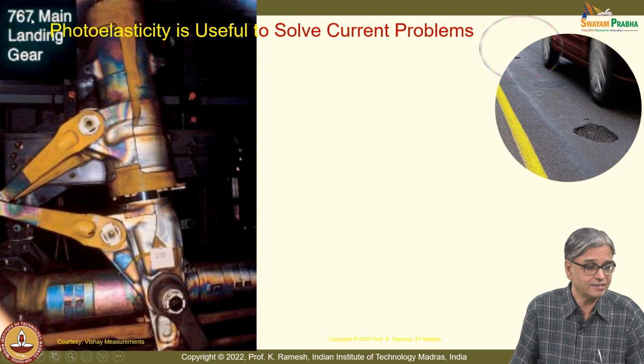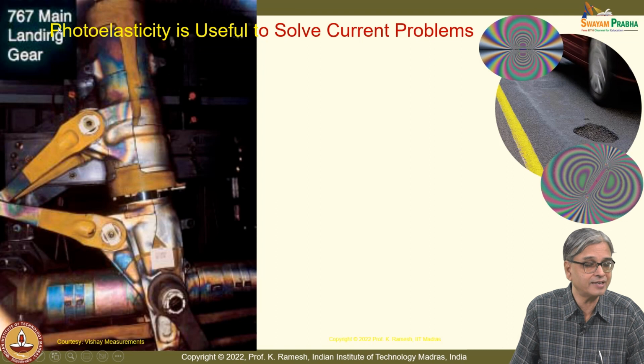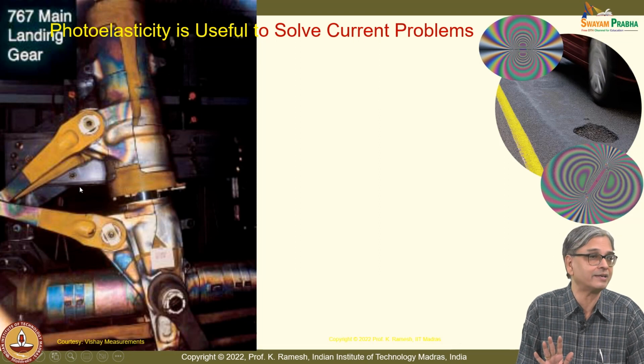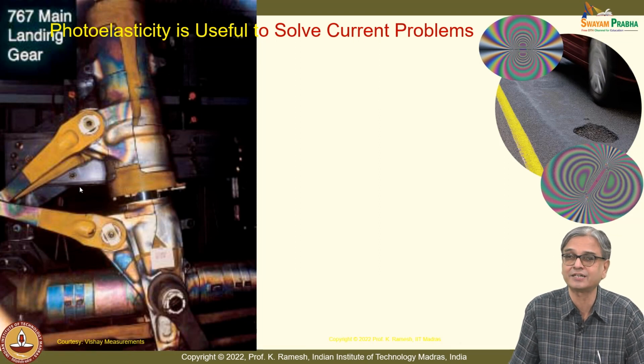See, look at this, the picture I got very recently for the Boeing 767 main landing gear. This is the fringe pattern that people have got. These are all photoelastic coatings. And some of these do not come out immediately in the public domain, because these are all confidential results, and you have now 777 and then 787, isn't it? So it's being used currently.